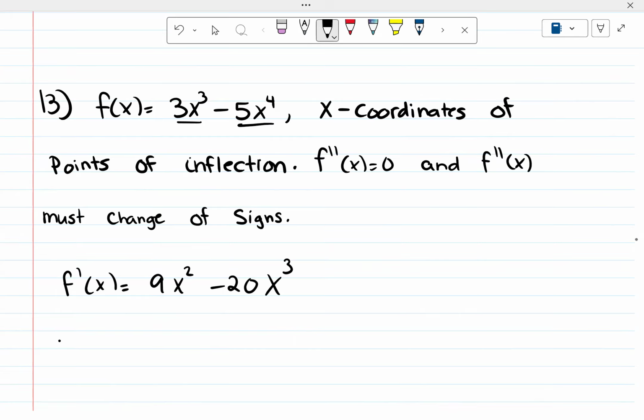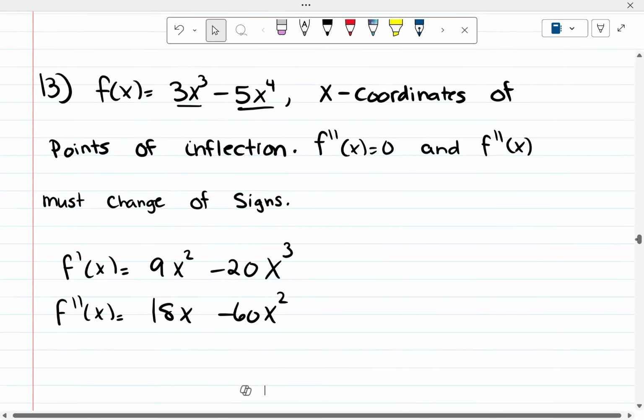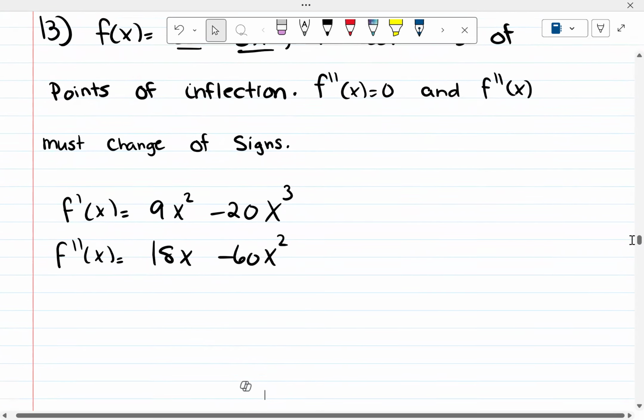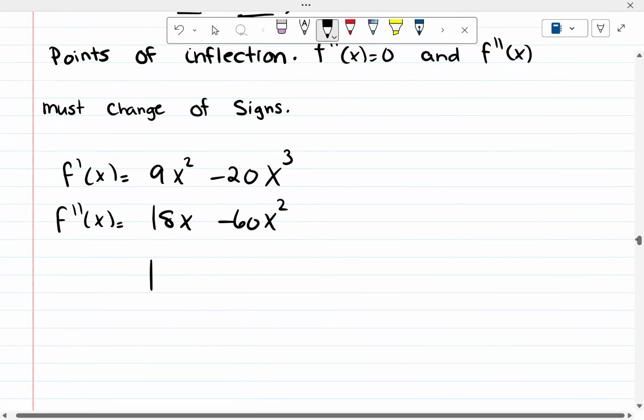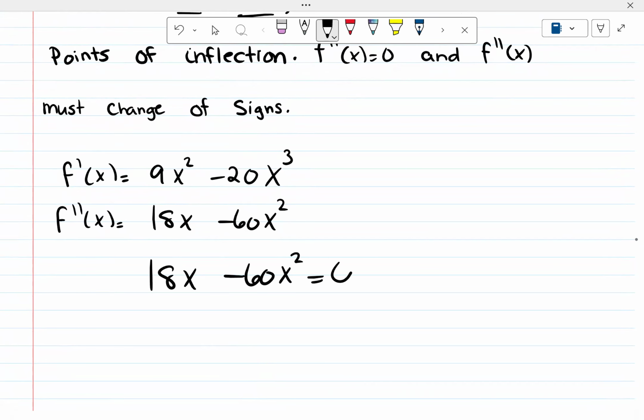Yes. And then let's find f double prime. The derivative of 9x squared is 18x. The derivative of negative 20x cubed is minus 60x squared. Okay. And then you set that to 0. You get 18x minus 60x squared. Set that to 0. And then I guess you could factor out a 6x, and this is going to be 3 minus 10x equals 0.